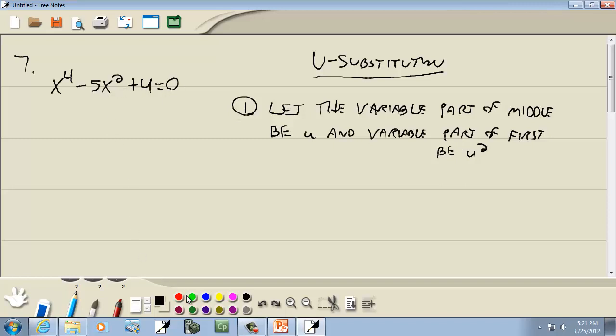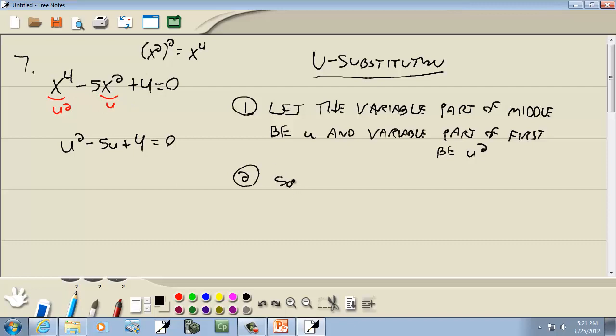So this right here is u, and this right here is u squared. So we're going to have u squared minus 5u plus 4 equal to 0. Now you notice after we've done the u substitution, it's now a quadratic, which we got a lot of techniques for. Now, when can you use the u substitution? If you can take the variable part of the middle, which in this case was x squared, if you can take it to the second power, and it gives you the variable part of the first. That's what tells you can use it, which it does in this case.